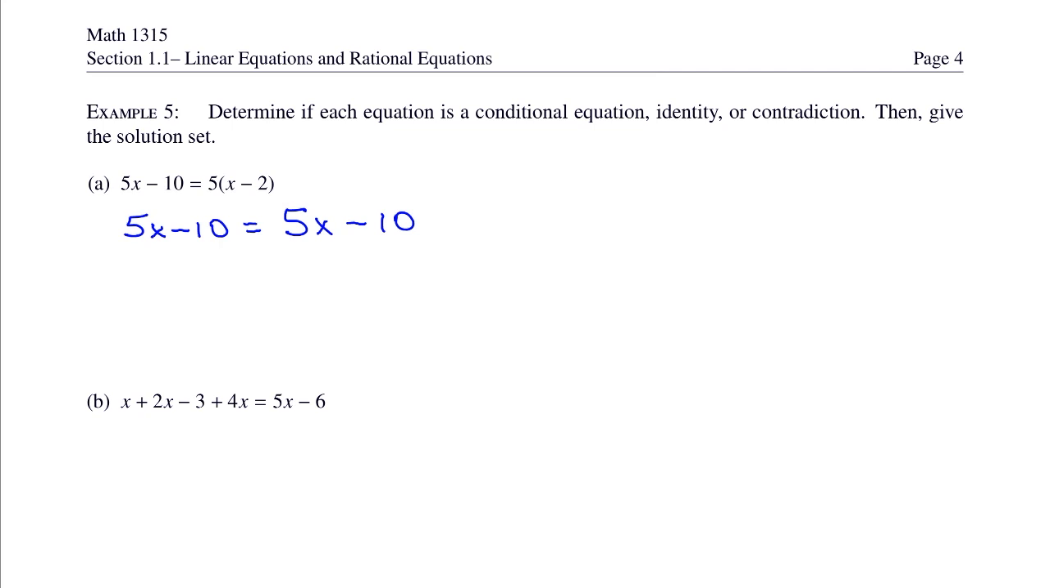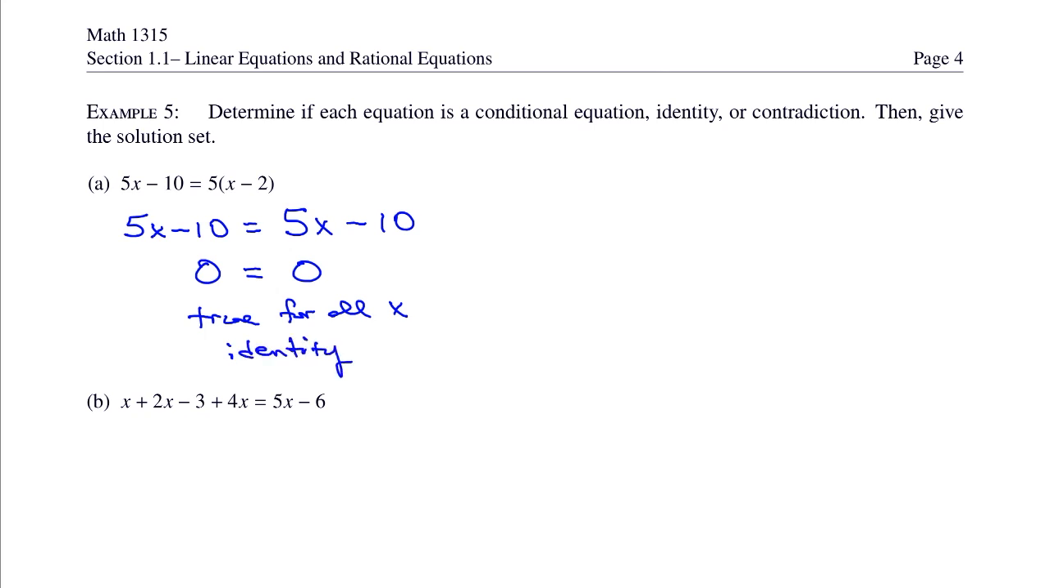If I move the 5x to the left, it cancels, gives me a 0. And if I move the negative 10 from the left to the right, that cancels with the other negative 10, gives me a 0. 0 is equal to 0, so this is true. And since there are no other variables, there's nothing to solve for, this is just true for all x. And so this is an identity.